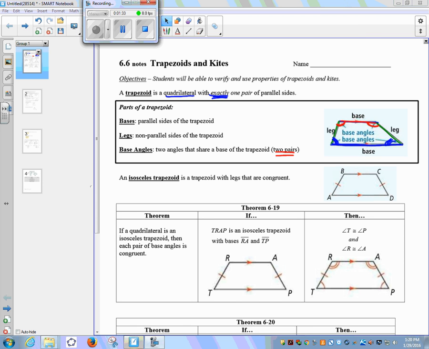All right, an isosceles trapezoid is a trapezoid with legs that are congruent. So if you remember back to the word isosceles when we talked about triangles, an isosceles triangle had two sides congruent. Well, same thing with a trapezoid. If it's isosceles, then it has two sides congruent. So in this case, it's the two non-parallel sides, so the two legs. Remember, the legs are the non-parallel sides. The two legs are congruent.